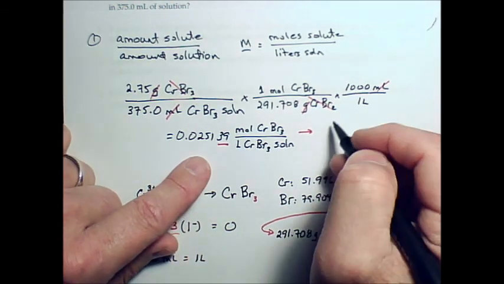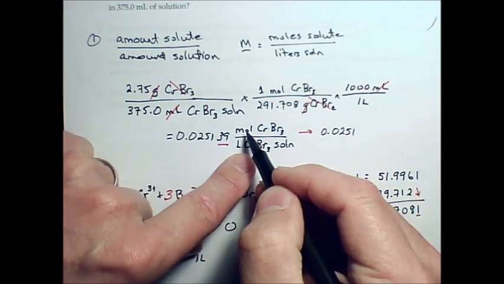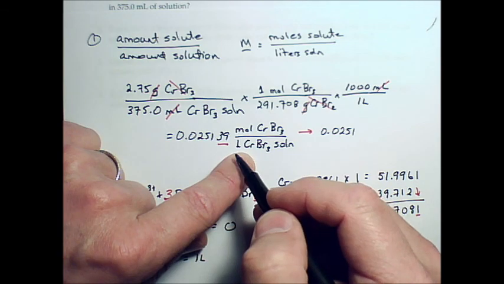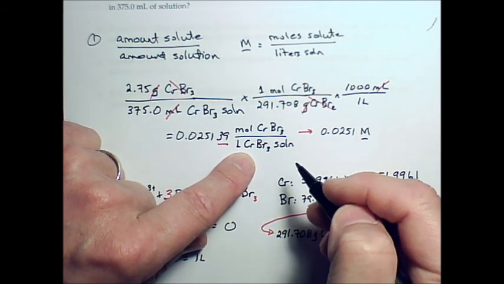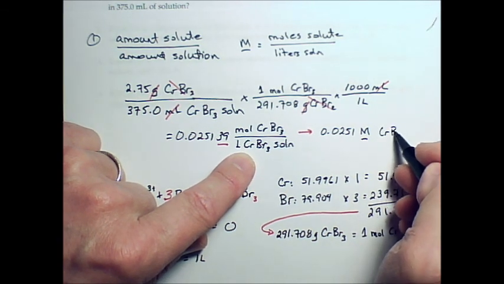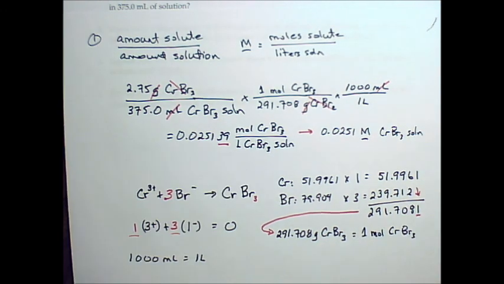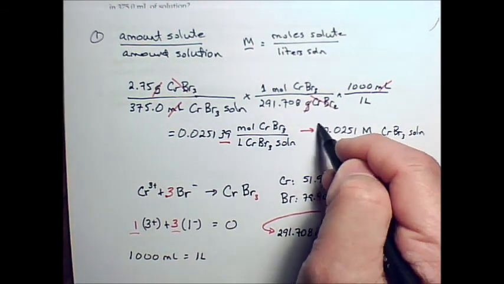Okay. So 0.0251, and since this is moles of solute over liters of solution, that is molar concentration. I can just put an M with a line under it. Chromium bromide solution. Okay. And that's the answer we're looking for, number 1.